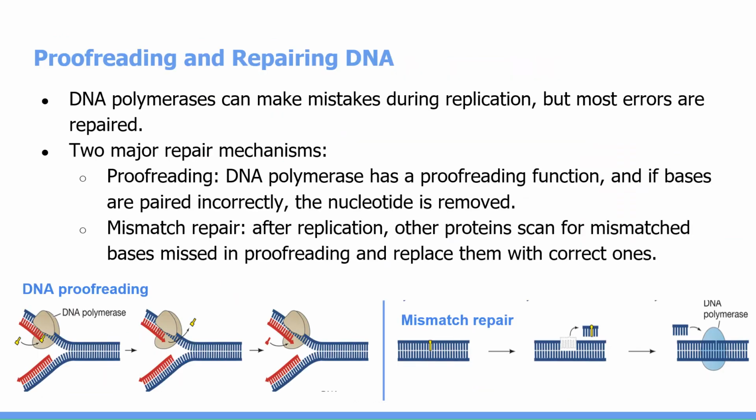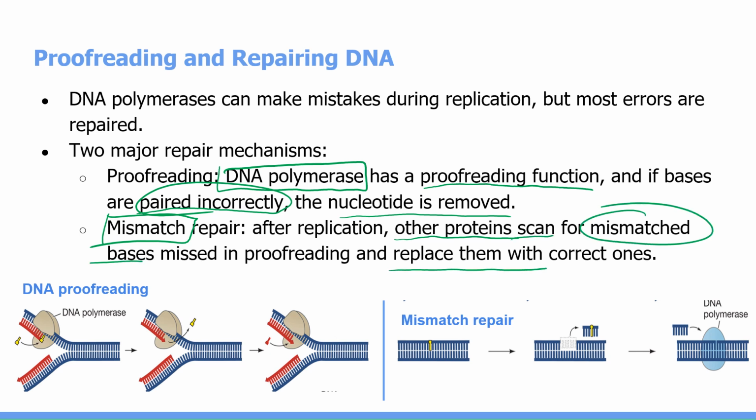DNA polymerases can make mistakes during replication, but most errors are repaired. So, who repairs them? DNA polymerase, of course. DNA polymerase has a proofreading function, and if a base is paired incorrectly, the nucleotide is removed and the proper one is placed. After replication, there is a mismatch repair process in which other proteins, and you won't need to know it for AP Bio, scan for mismatched bases and then replace them with the correct ones.